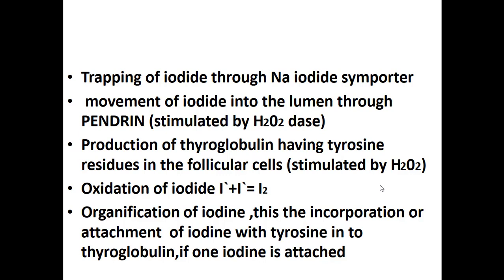Then production of thyroglobulin having tyrosine residues in the follicular cells is also stimulated by the hydrogen peroxidase. Then the oxidation of the iodides, where two iodide molecules combine together to form iodine. Then the organification of the iodine, this is the attachment of iodine with the tyrosine molecule in a thyroglobulin. Now, these are the major steps for the formation of the thyroid hormones, the T3 and T4, in the follicular cells and in the viscous material, the colloid. After that, we will see how the hormone is released into the blood. Let's see the next diagram.